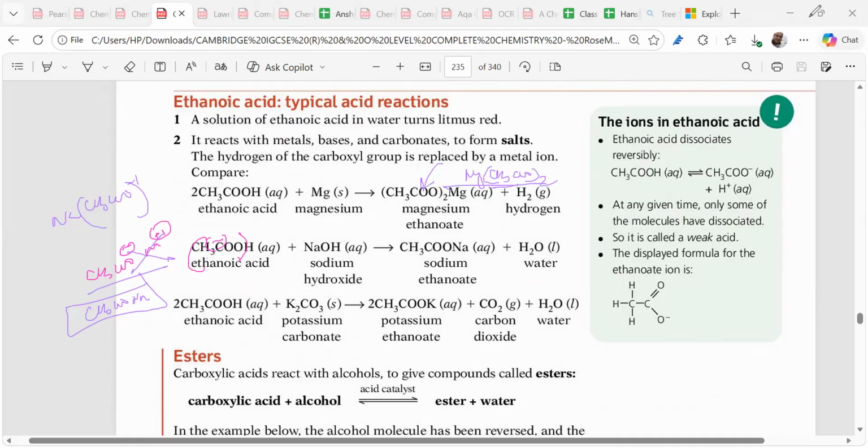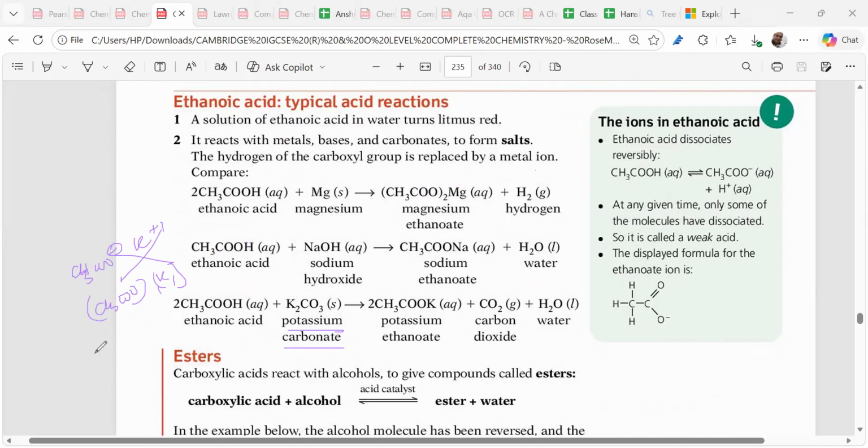Fine. Suppose you are having a potassium ion. How do you write the ion? CH3COO minus and K plus, crisscross. What do you get? CH3COOK. You can write KCH3COO also, right? But it is better to write like this for the special case. Is it clear?